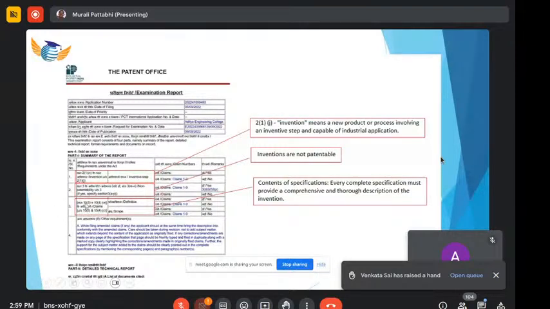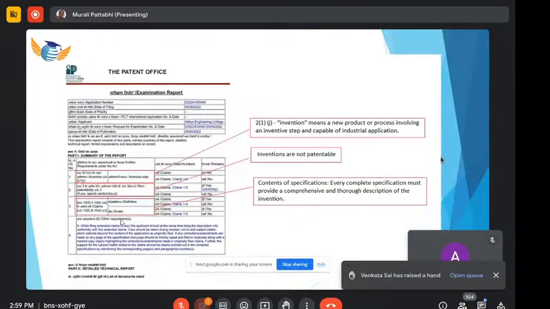And as per section 10(5) and 10(4), namely definitiveness and scope. Definitiveness means whether the document, whatever you have submitted, is clear or not clear.